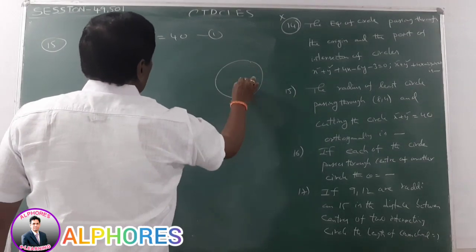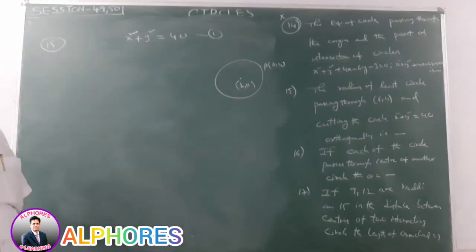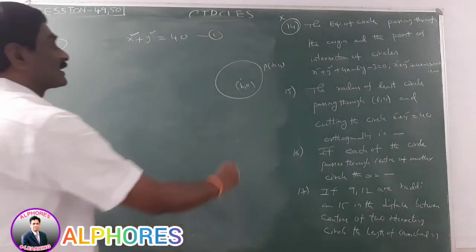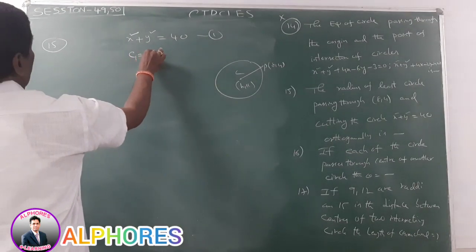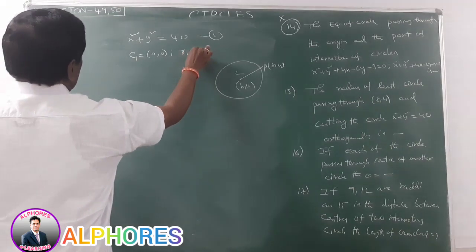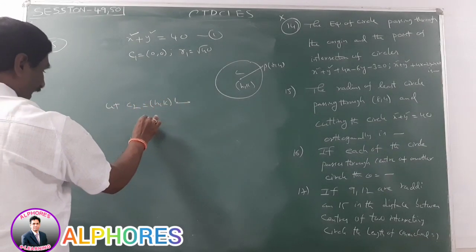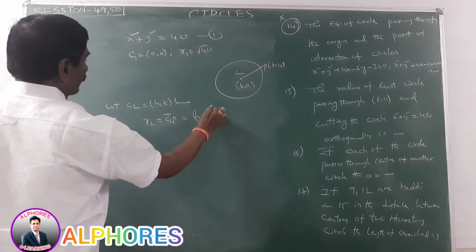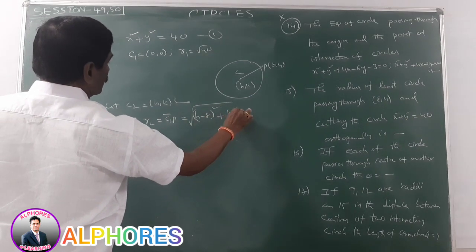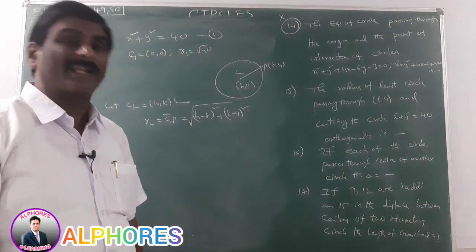The next circle passes through the point P (8, 4). Say (h, k) is the center of that circle. The radius of the circle is nothing but CP. Here the center of the first circle C1 is (0, 0), and the radius R1 is root 40. Next, let C2 equal (h, k) be the center of the second circle. Then radius R2 is equal to C2P, which is the square root of (h minus 8) whole square plus (k minus 4) whole square. But the two circles are intersecting orthogonally.